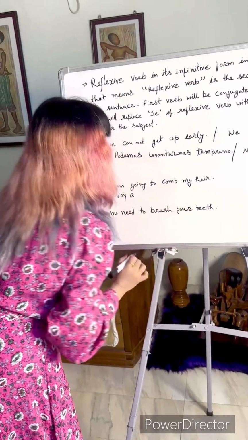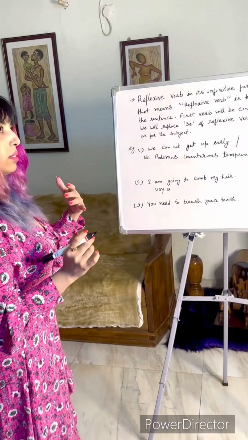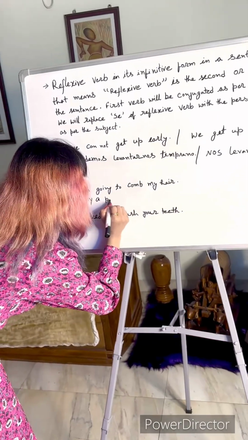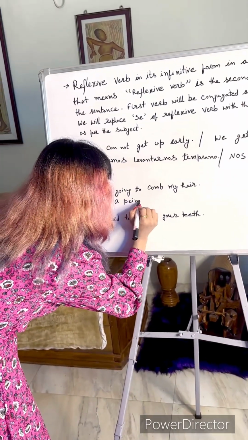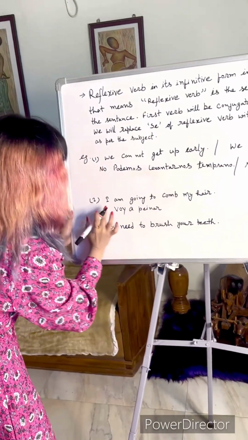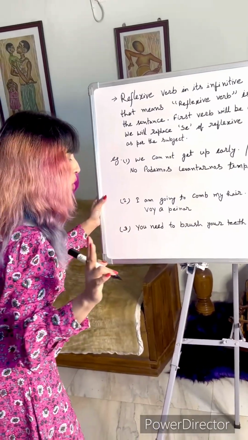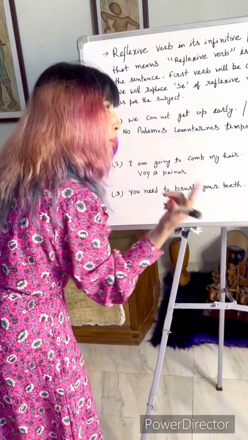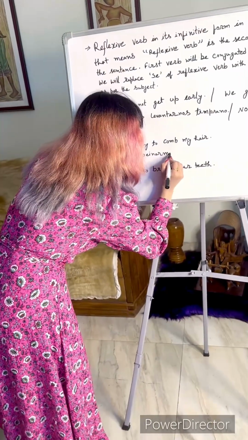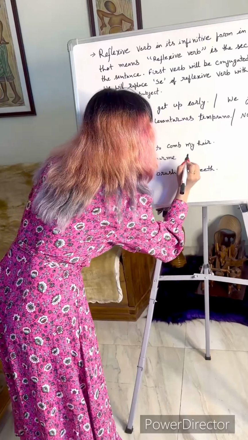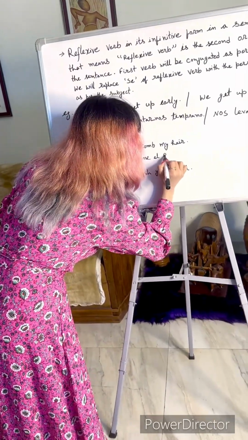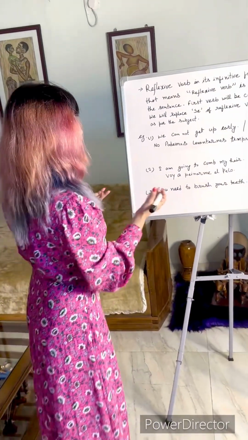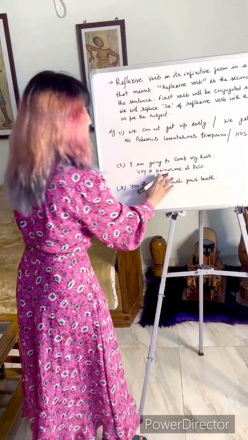Now our reflexive verb. To comb, the reflexive verb is peinarse. So voy a peinar, and the subject of the sentence is I, that is yo. So for I, the personal pronoun is me. Voy a peinarme el pelo, means I am going to comb my hair. Voy a peinarme el pelo. Peinarme.